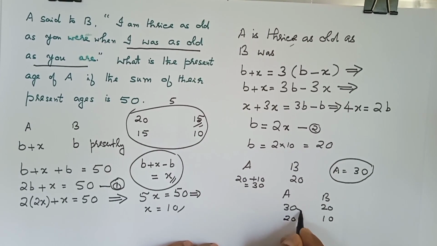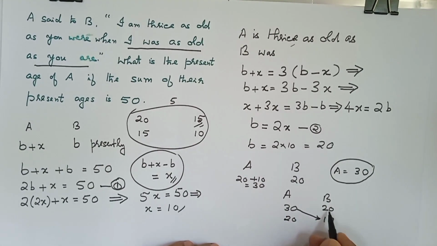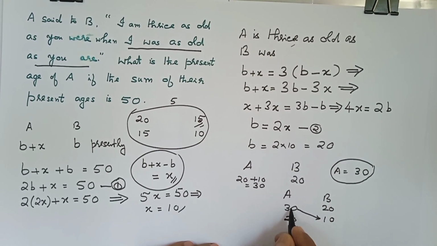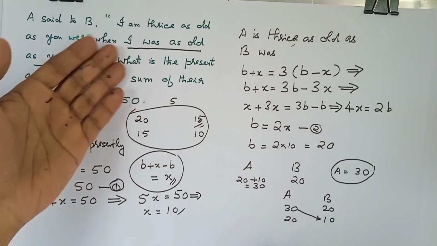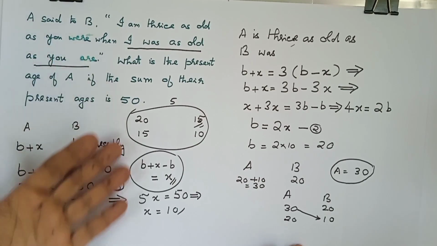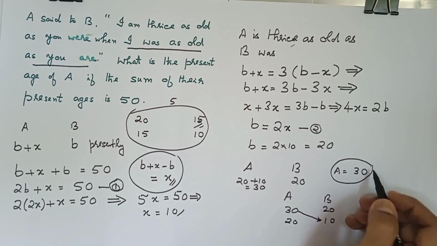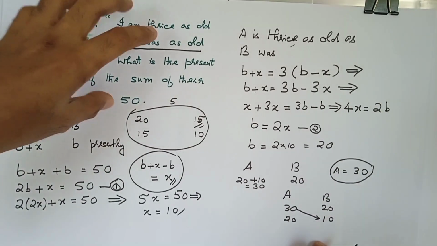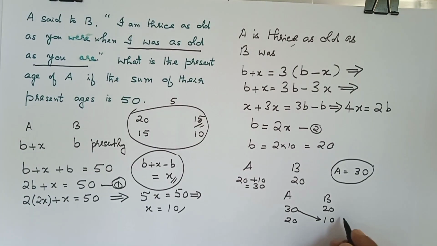Now look at this. A is thrice as old as B was. Can't you see this? 30. And this is just a verification of the data given in the problem. The answer is A equal to 30. We are just confirming it using the data given in the problem. I hope you have understood this.